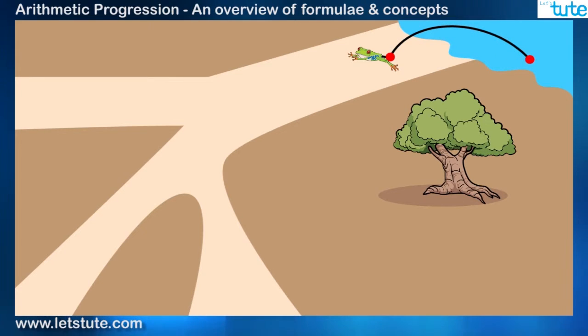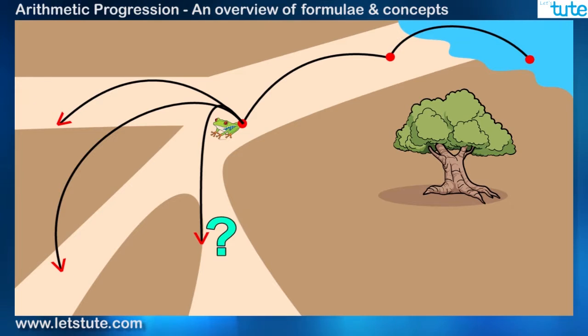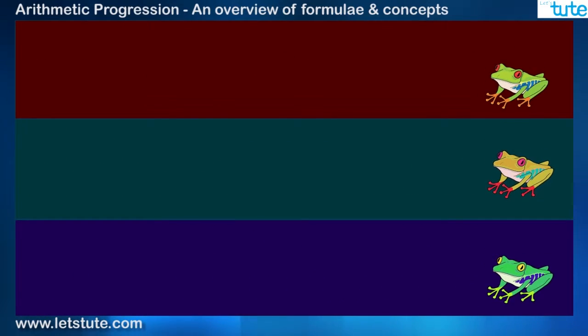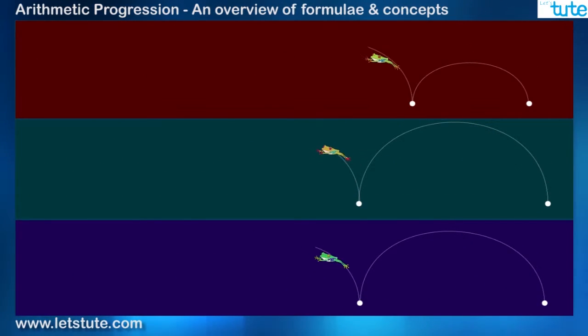Have you ever seen a frog jumping? If yes, then could you ever estimate the distance of its next jump? And if not, then let's experience it now only. Here there are 3 frogs and all of them have a different style of jumping.